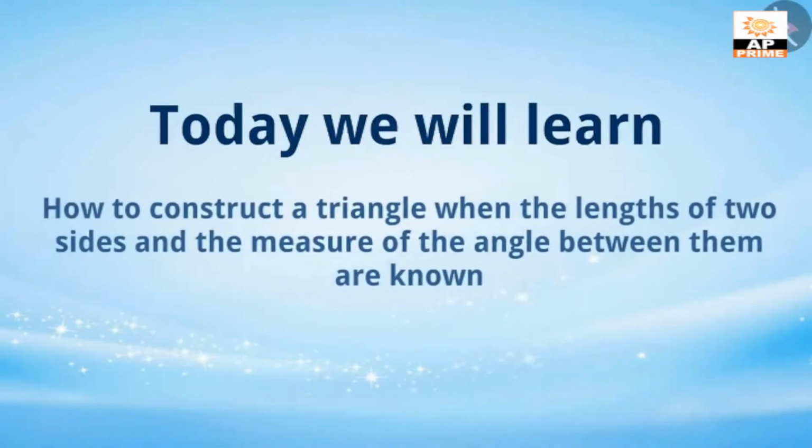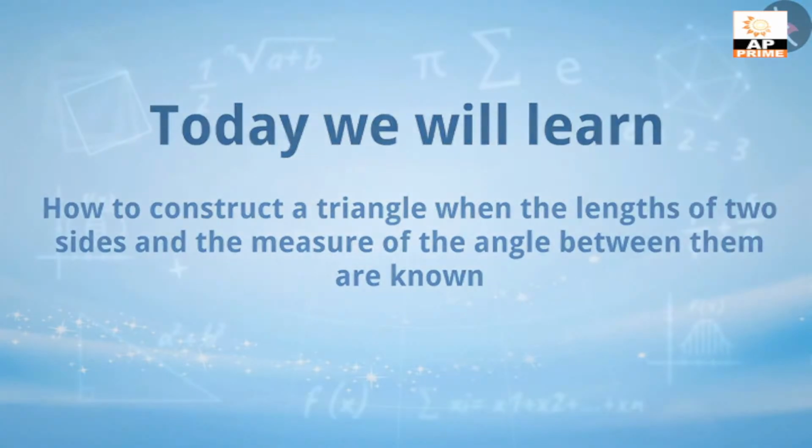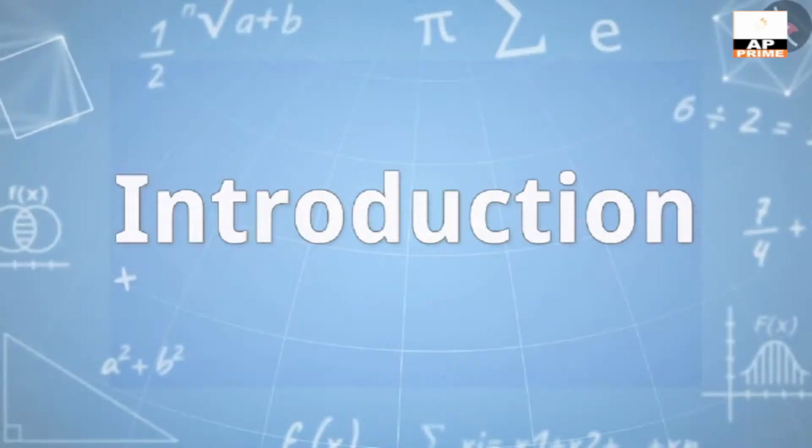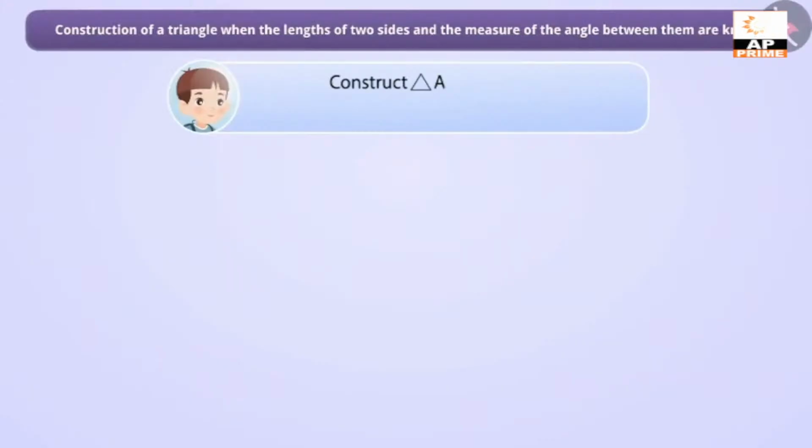Today we will learn how to construct a triangle when the lengths of two sides and the measure of the angle between them are known. Rahul has to construct a triangle ABC. In triangle ABC, we are given that the length of the side AB is 2.7 cm, the length of side BC is 4.7 cm and the angle B measures 65 degrees.